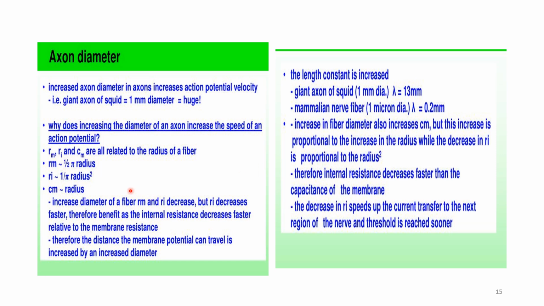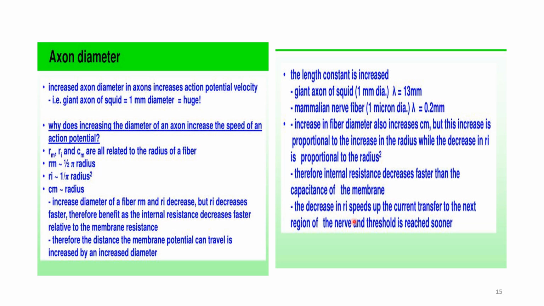the next point is, increase in the fiber diameter, what does it cause? It causes an increase in the Cm because it is directly proportional. Here Rm and Ra are inversely proportional, and Cm is directly proportional. So increase in fiber diameter increases the capacitance of the membrane. But this increase is proportional to the increase in the radius, while the decrease in Ri is inversely proportional to the radius square. Therefore, internal resistance decreases faster than the capacitance of the membrane.